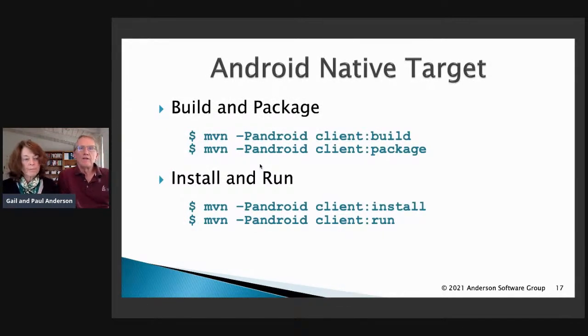Okay, here are the steps with Maven to actually build the Android native target. The build action that you see here will run the compilation phase and link all the compiled objects into an Android executable. The package action will generate an APK, Android application package, that you can install on any Android device. And finally, the install will load the APK on a connected Android device, and the run action launches the application.